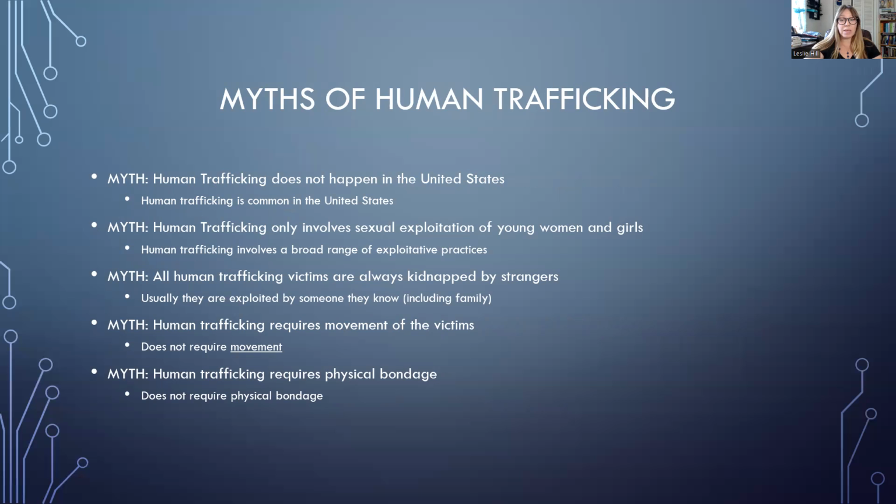Human trafficking is the sexual exploitation of young women and girls. That's the next myth. In fact, most of the early human trafficking legislation focused on preventing forced prostitution of women and girls. Think of the movie Taken. However, victims of sexual exploitation only make up a small portion of the human trafficking victims. Human trafficking involves a broad range of exploitive practices, not limited to sexual exploitation. Other types of trafficking that we'll get into later in the semester include things like labor trafficking, organ trafficking, forced and child marriage, as well as child soldiering.